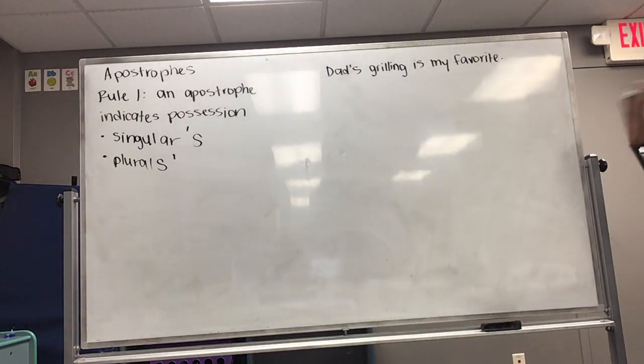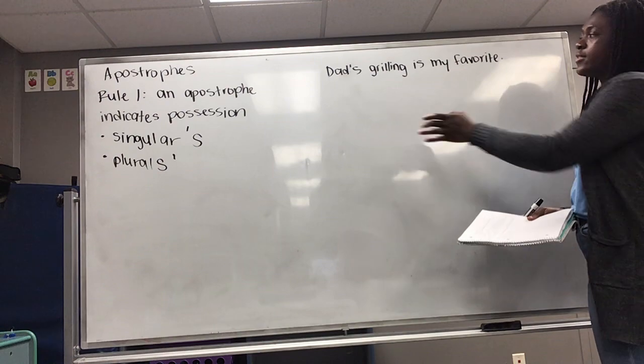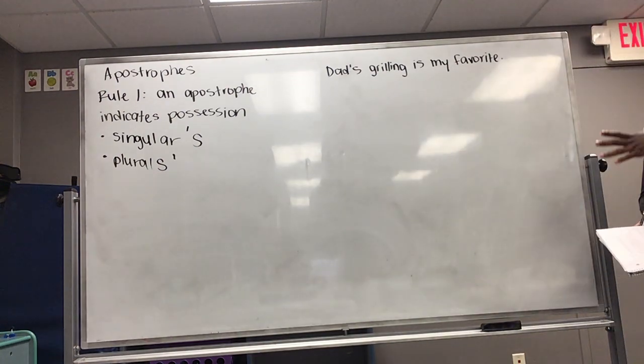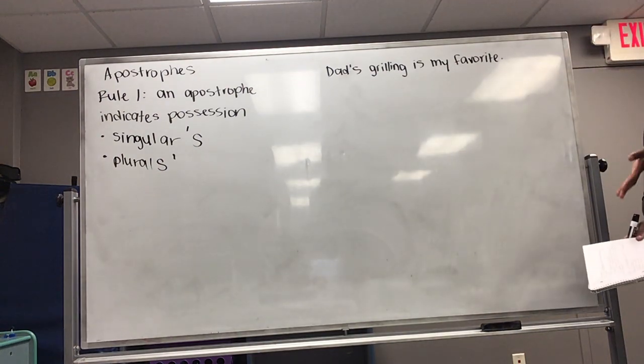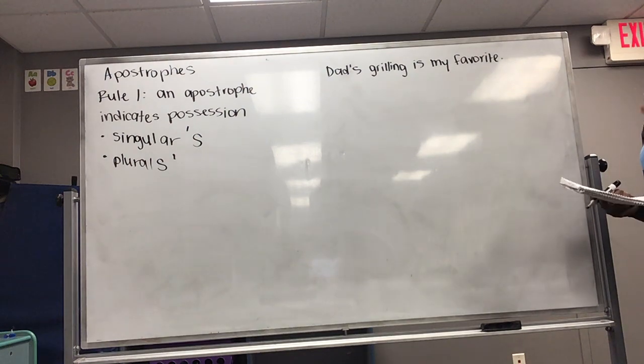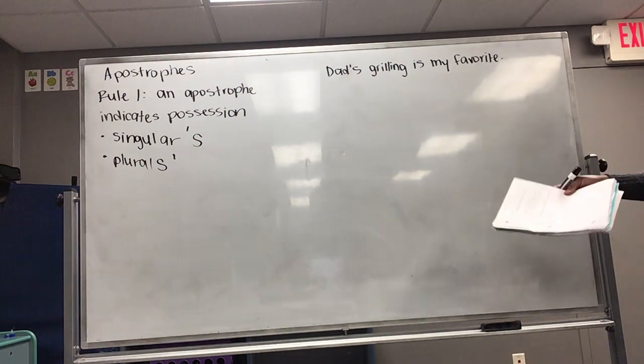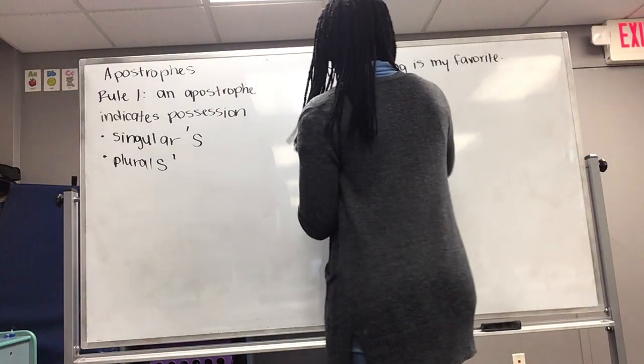So here's a singular noun. Dad's grilling is my favorite. Because dad is just one person, it's singular, so apostrophe S, and the grilling belongs to dad. Dad's the one grilling. So dad's grilling is my favorite. That's a singular example, and then I'll show you a plural one.